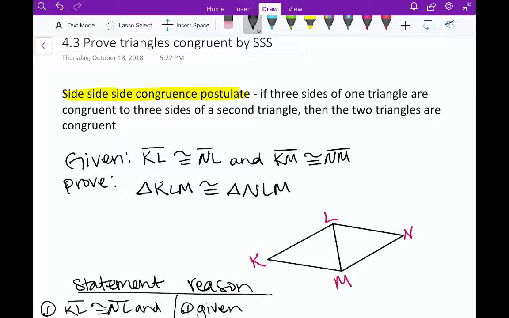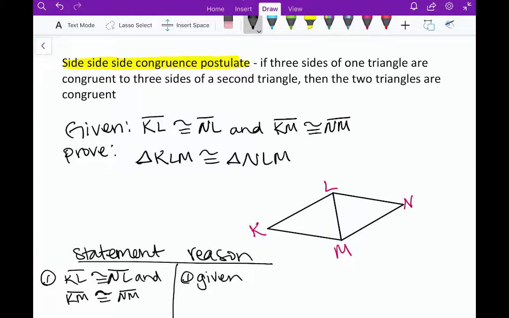All right, this is 4.3, prove triangles are congruent by SSS, which stands for side, side, side. And so there is a postulate, the side, side, side congruence postulate, which says if three sides of one triangle are congruent to three sides of a second triangle, then the two triangles are congruent. So we're going to look at an example of this.